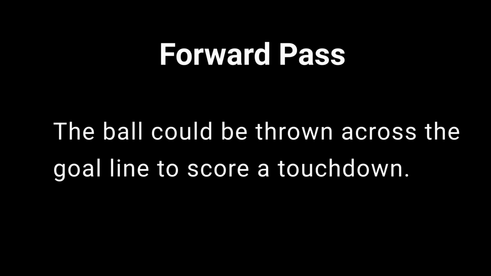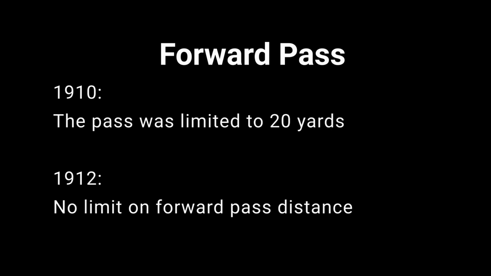The ball could be thrown across the goal line to score a touchdown. As stated earlier, previously, if the ball crossed the line in the air, it was a touchback. Now teams could throw the ball across the goal line willy-nilly. Walter Camp, of all people, suggested that the previous limitation created in 1910 of limiting the pass to 20 yards be eliminated. The football could be legally thrown as far as a man could throw it.